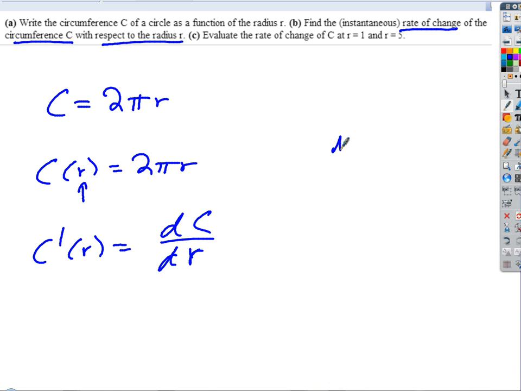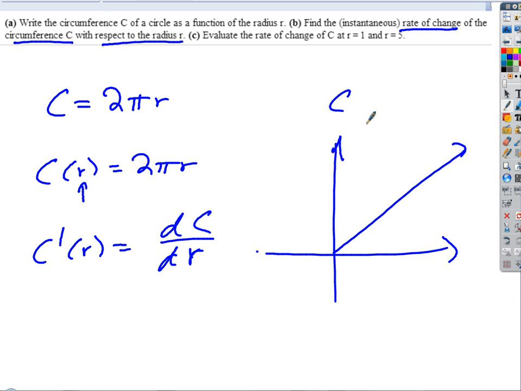And if we were to graph this thing, it would just go something like this, wouldn't it? If that's circumference and that's radius, it's a linear relationship. See what I'm saying? And so that's why this is kind of a neat way of saying it, because really we're just looking at the slope of this line at any point. But what's that going to be if I differentiate this with respect to r?